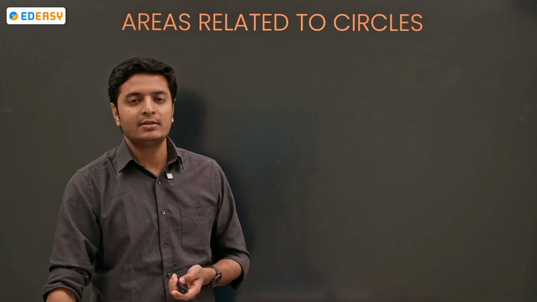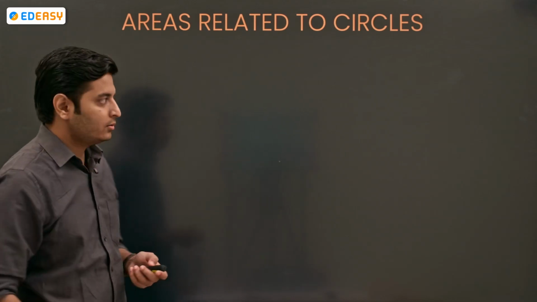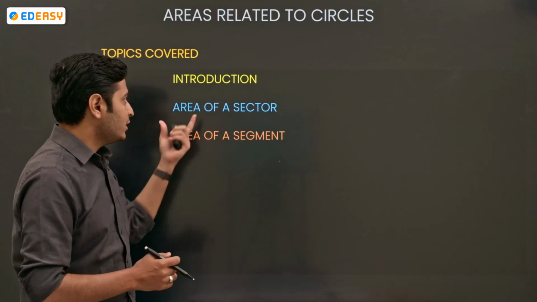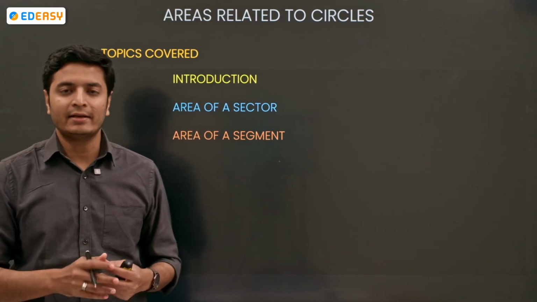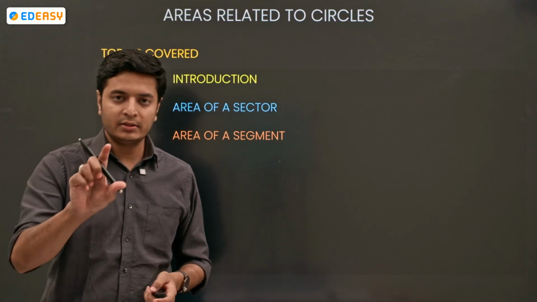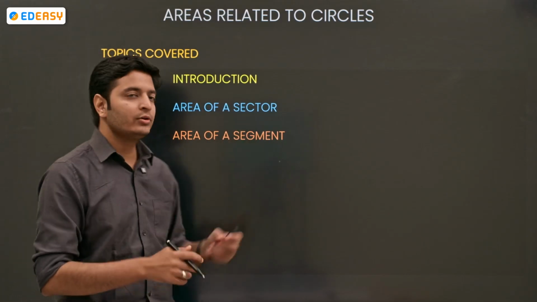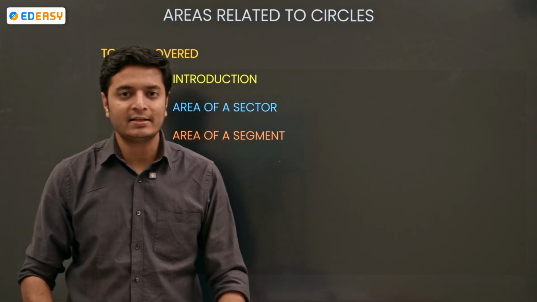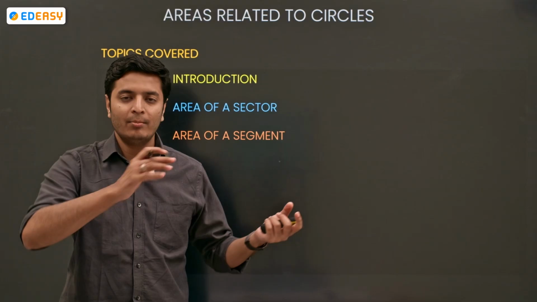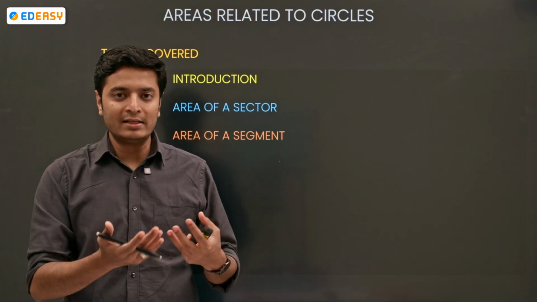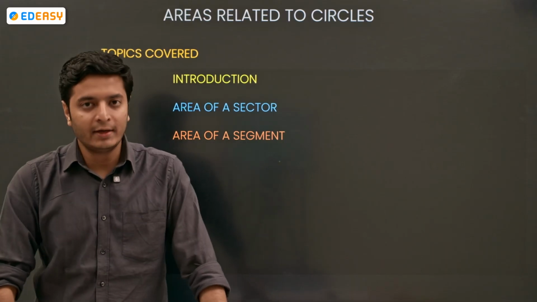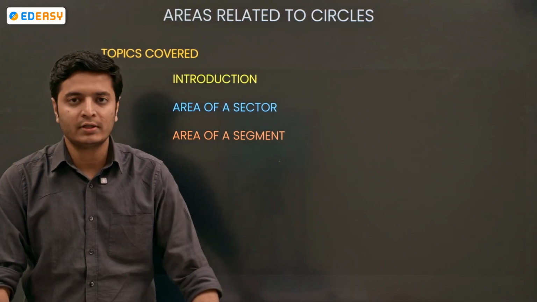But before that, let's talk about what we are going to talk about today in this session. Of course, the introduction part would be there. Then we are going to talk about area of a sector. What is a sector? Then area of a segment. So these are two different things that we are going to cover today. These are the areas that are related to circle. These are portions of circle only, but how to tell that this is a sector, this is a segment, that also we are going to cover, and how to find the respective areas also we are going to cover in this session.